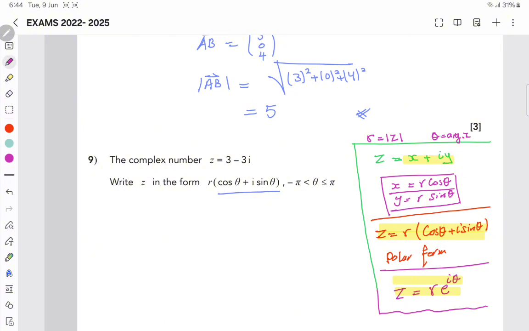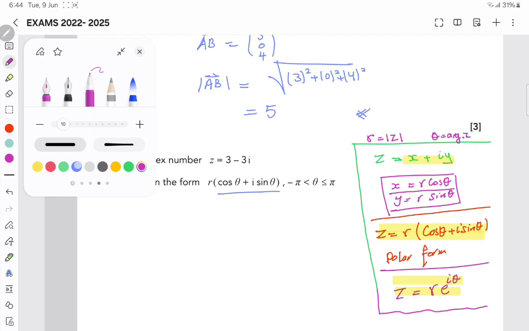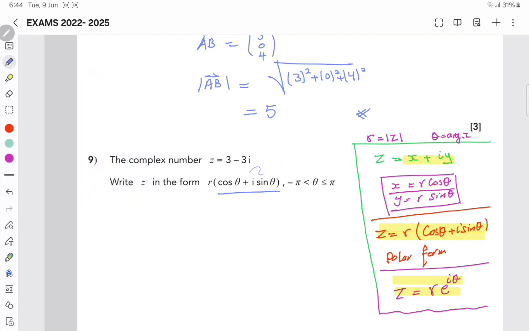So we go back to our question now. He said the complex number, write z in the form. This form is called polar. Maybe he changed the question to ask you to find it in polar form. So to find polar form, we just need to find the modulus and the argument. So what is the modulus? r is equal to the modulus of z, so it is equal to the square root of 3 squared plus the second one, negative, inside bracket, squared. So the answer, using a calculator, I think it will be 3 root of 2.